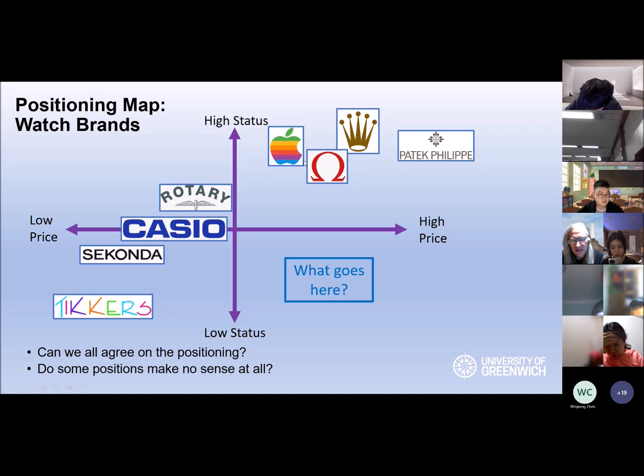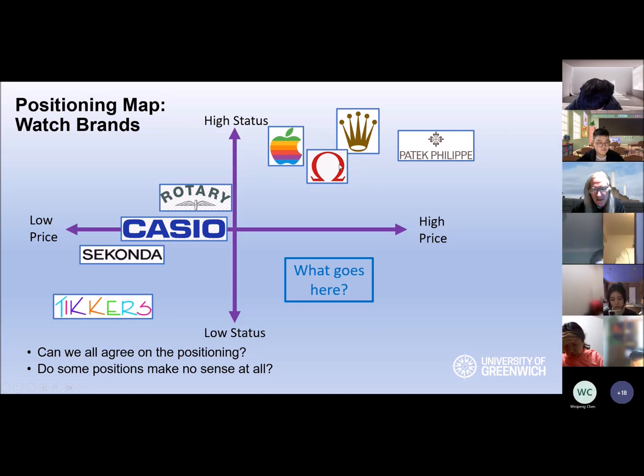The status in the minds of consumers is slightly below Rolex, and as a consequence, actually, they have to charge a lower price. Apple, at the moment, riding high, you know, pretty high status, the Apple Watch, but it is a lower price than either Rolex or Omega. I mean, it's actually a significantly lower price. It's probably over here somewhere, isn't it?